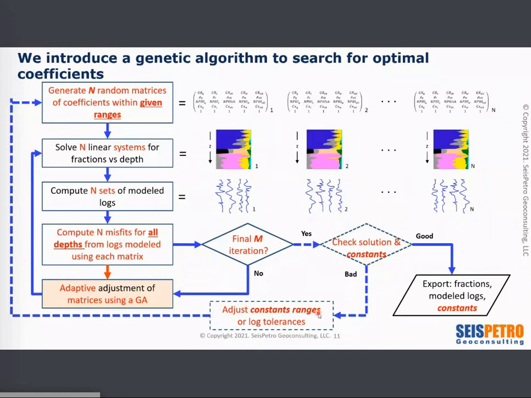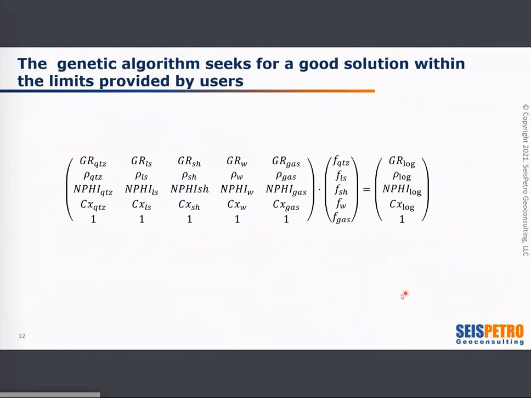And now we don't have to adjust the matrix of constants. We just basically adjust the limits. So what do I mean by the limits? As I mentioned, in the multimedia analysis, we're solving this linear system of equations, and that's the input to our software. We have to add one constant for each of the logs.